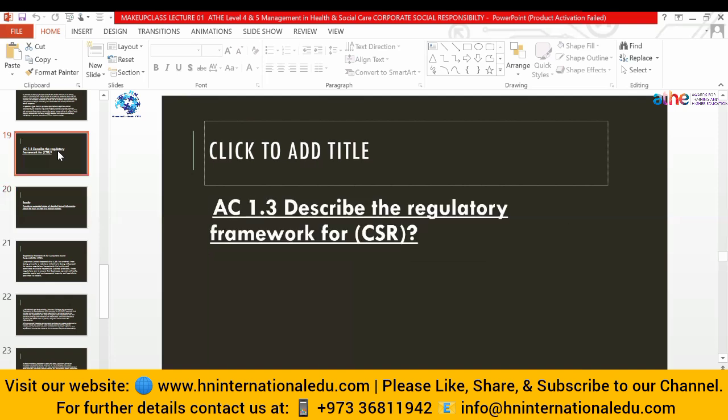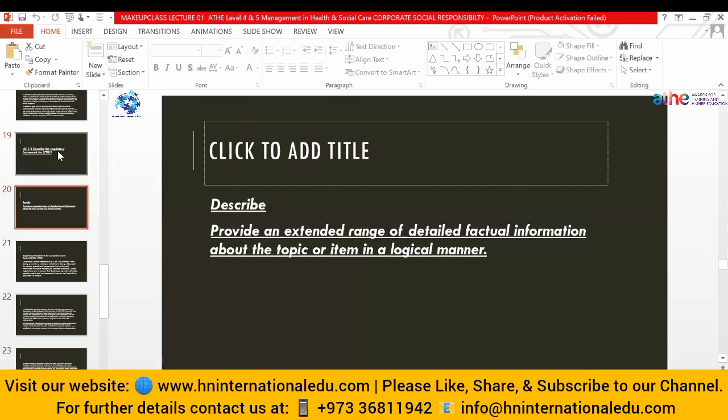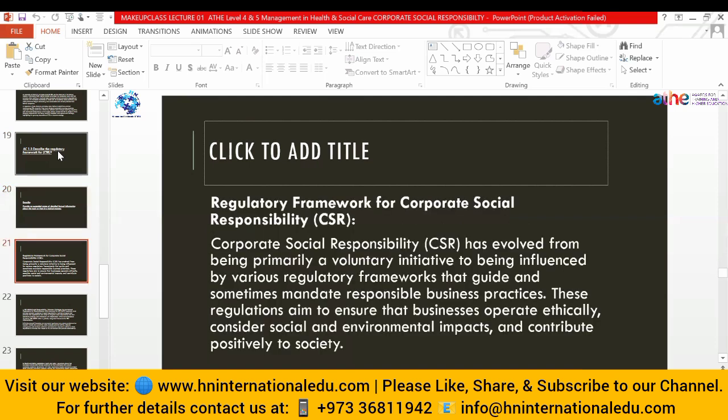Now moving towards the last part for today's lecture, that is AC 1.3, describe the regulatory framework for the CSR. Obviously, it's a big thing, corporate social responsibility. There are going to be laws and regulations imparted by the government. We will be reading those. Again, the same command word. Describe means providing an extended range of detailed factual information about the topic or item in a logical manner. You have to be precise, clear, and talk about whatever is within the boundary of the question.